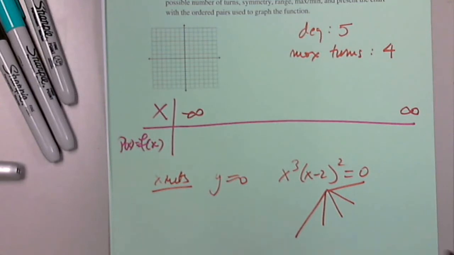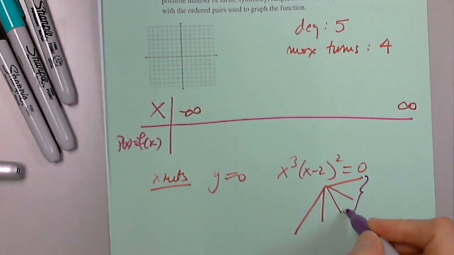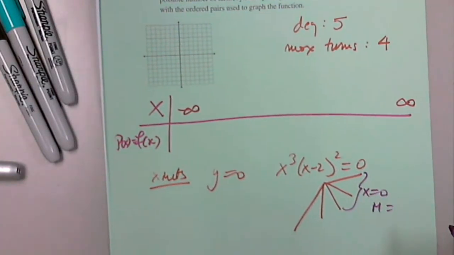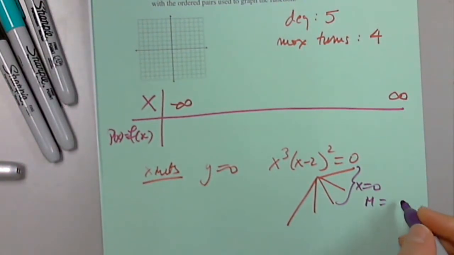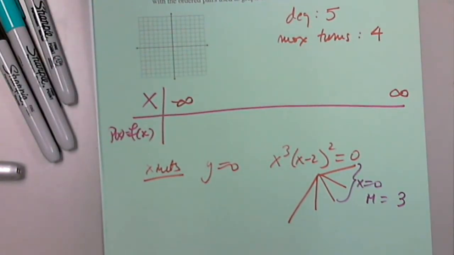Very good. Which means multiplicity what? 3. Of course. What will happen at that point, at the x-intercept, where the function has 3 solutions, x equals 0? How will the function look at that point? First of all, will it cross or will it turn? It will cross. Any odd multiplicity is a cross.